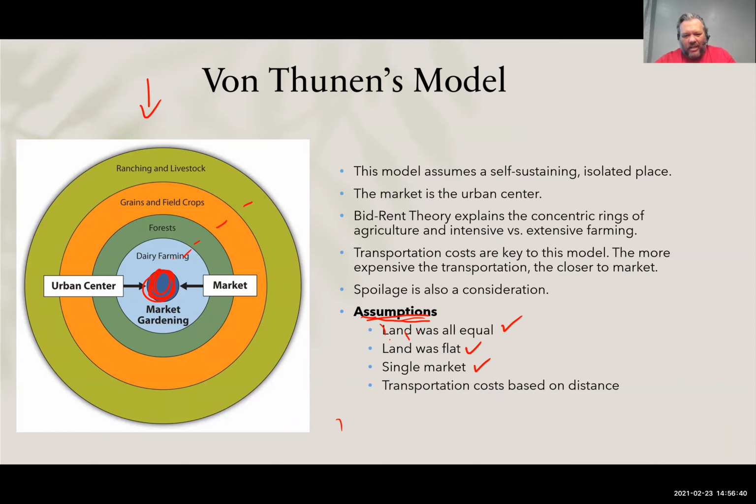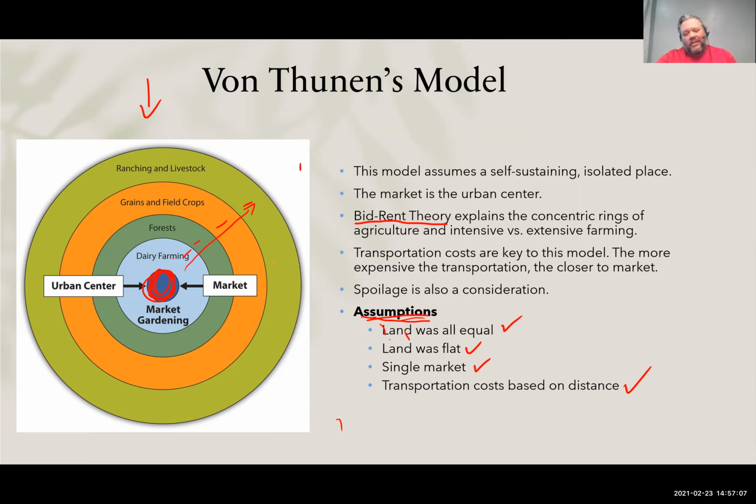All right. And he also believed that transportation costs were based on distance. And so the further you got away, the higher the transportation cost. And this should also bring into your thought process the idea of the bid rent theory, meaning that the closer you are to the center of the city, the urban area, the more expensive land is. And remember, the more expensive land is, that's going to have an impact on whether it's going to be intensive farming or extensive farming.